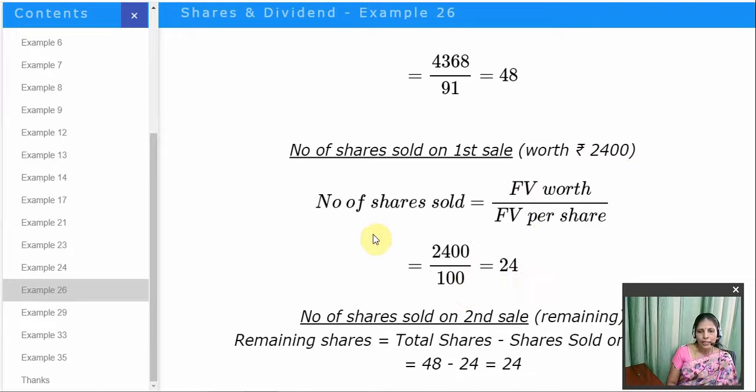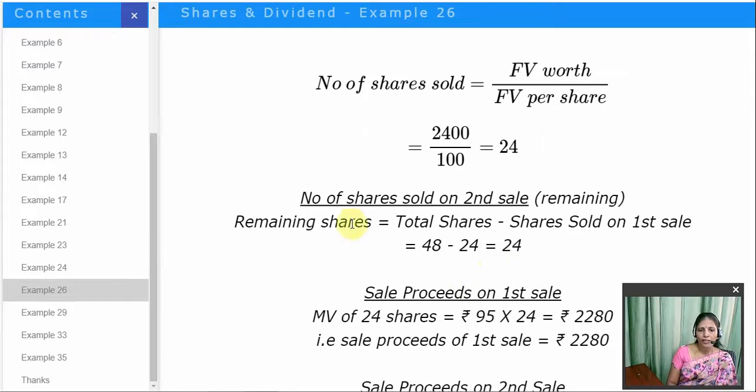So in his first sale, how many shares is he selling? 24 shares he is selling in the market. Right? When the market value goes up, how many shares is he selling? He is selling 24 shares. And next, the number of shares sold on the second sale. What is given in the question is that he is selling the remaining shares in the market when the market value goes down, isn't it? So now we need to find out what his remaining shares are.